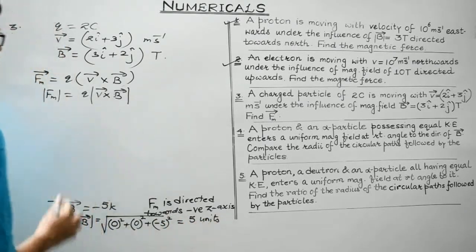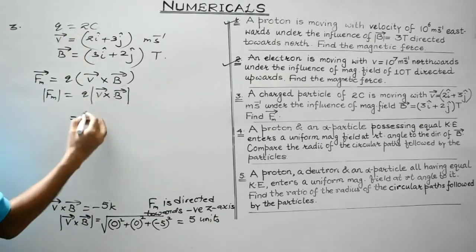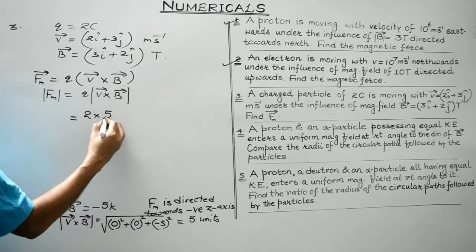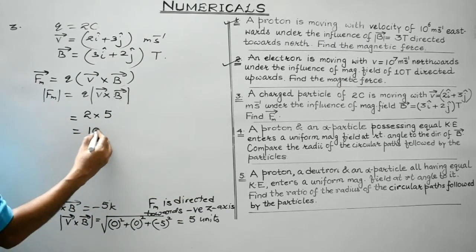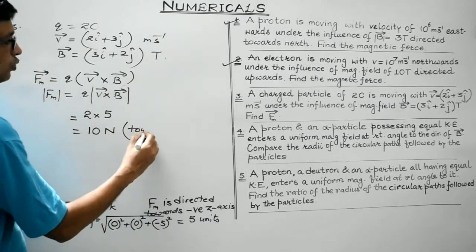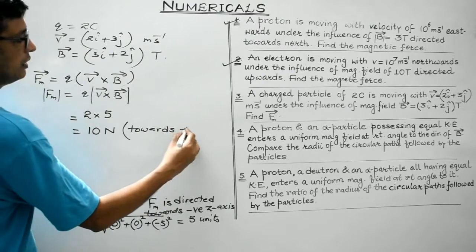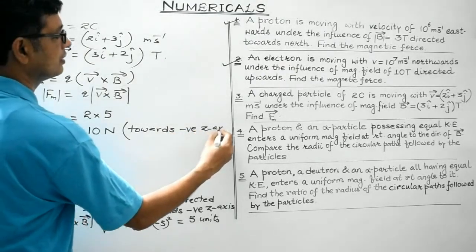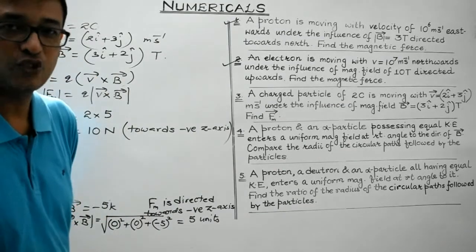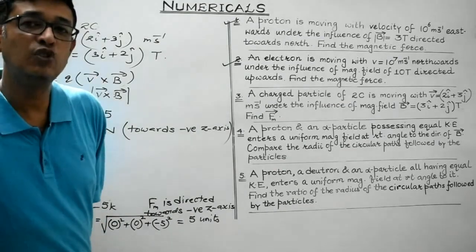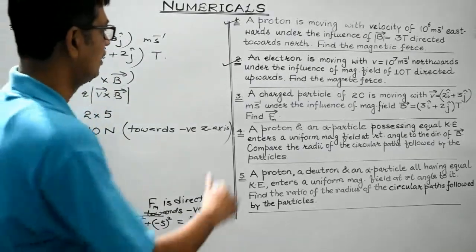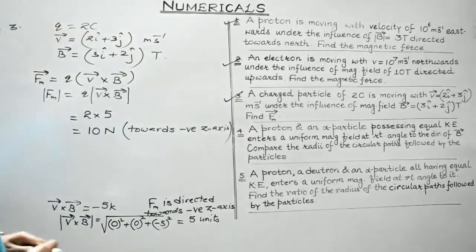This is the magnitude. So q is 2 coulomb, and the magnitude of v cross B is 5 units. So 2 times 5 will be equal to 10 Newton. And the direction will be towards the negative z axis, as it is given by minus k cap. Right, students? So here we have made use of the properties of the vector product or the cross product. Right? So we are done with question number 3 as well.